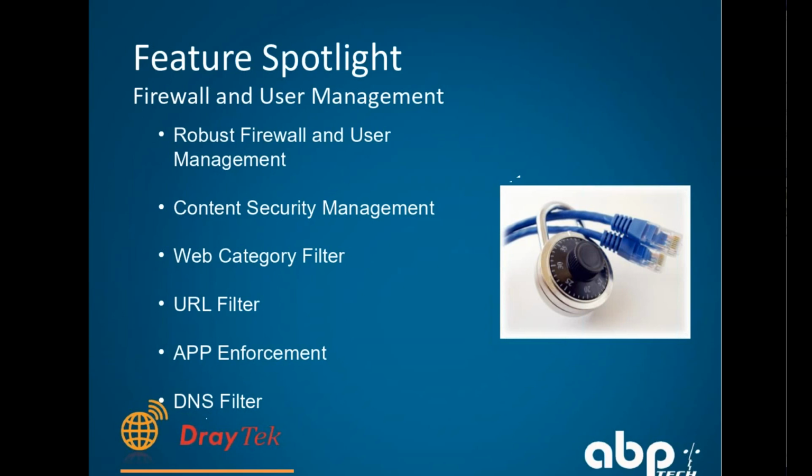But this feature has proved to be surprisingly popular with our customers. The same service on competing brands can run you into hundreds of dollars annually. The DrayTek license for the web category filter costs you anywhere from $30 to $60 based on the model annually. So it's a great feature, very useful.